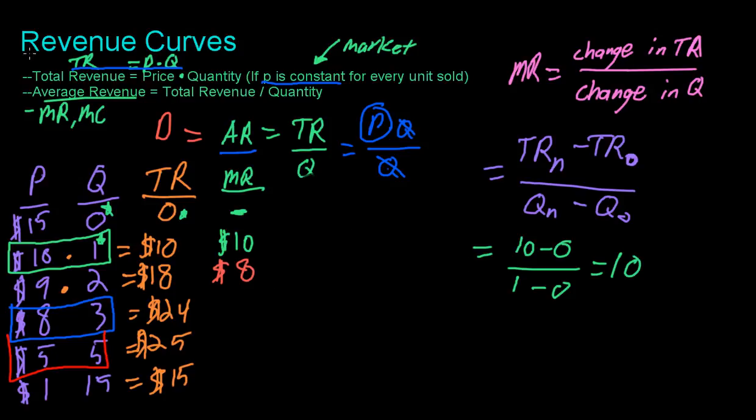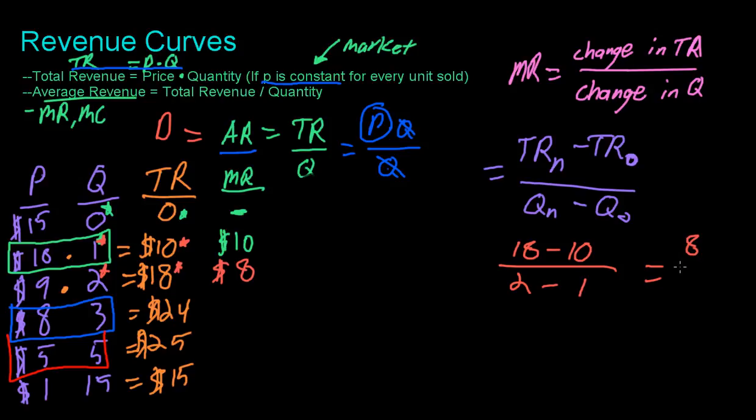And I'm going to just go ahead and erase this, and we can work through the formula. I'm not going to do this for the rest of them, but for the first two I think it makes sense. We could do our new total revenue was 18 minus our old total revenue, which was 10. And those are coming from right here. That was the new one, and this was the old one. Over the new quantity, we are selling 2 hamburgers, minus the old quantity where we were just selling 1. And 18 minus 10 is 8, over 2 minus 1 is 1. So I knew that we had a marginal revenue of 8.